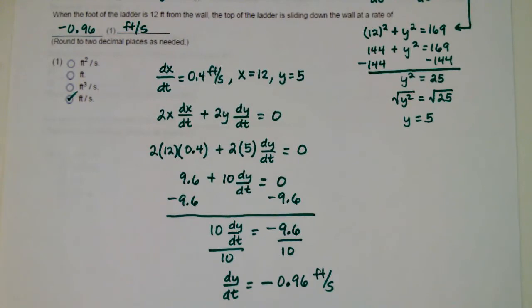And that would make sense because the top of the ladder is going in the downward direction, that means that the speed is going to be negative.